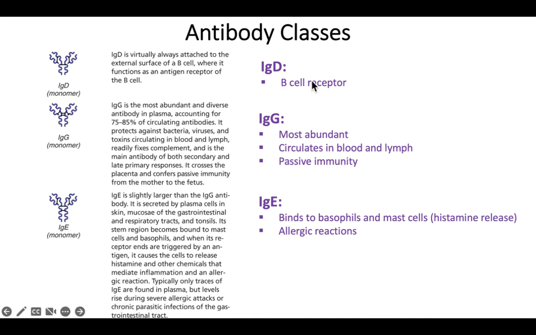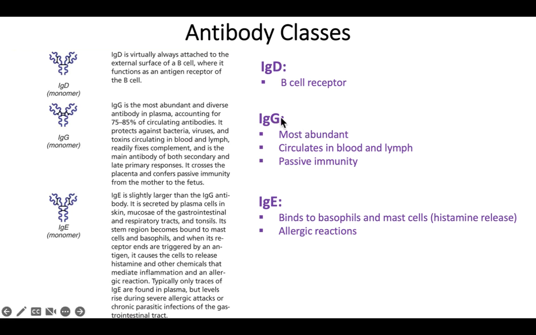IgD antibodies are the B cell receptor. You should have noticed that on the surface of that B cell, the receptors kind of looked like antibodies. They looked like that letter Y. So IgDs are just basically another name for the B cell receptor.